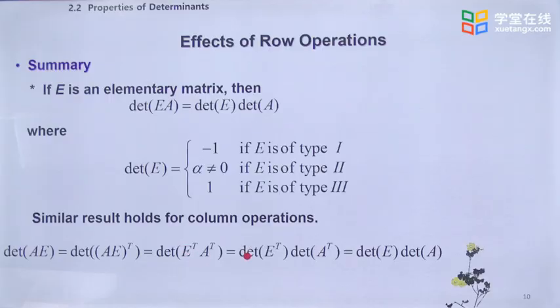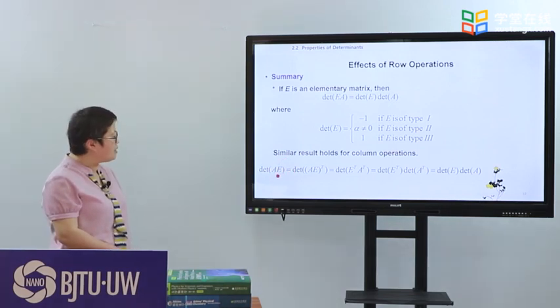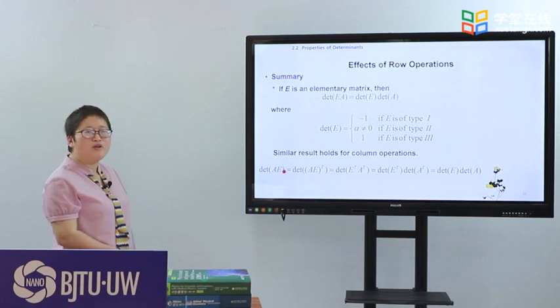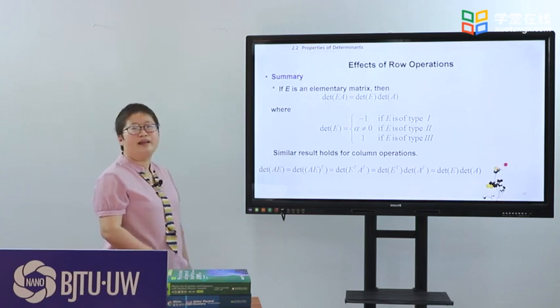So this equals the determinant of E transpose times the determinant of A transpose. And again, using the property that two matrices related by transpose have the same determinant, it equals the determinant of E times the determinant of A. So for the column operation, you can also compute the multiplication of these two matrices. The latter one is an elementary matrix, and its determinant equals the determinant of E times the determinant of A.